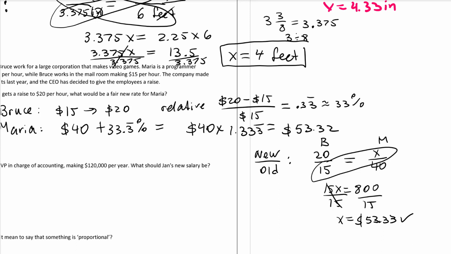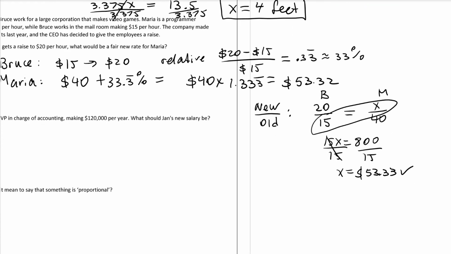And the other way you can set it up is that Maria's salary over the Bruce salary should be the same. Let me write it over here. So Maria's salary divided by the Bruce salary should be the same. So Maria's salary, and we have old and we have new. Okay, so Maria's salary was what? It was $40. And his salary was $15. His salary raised to $20.